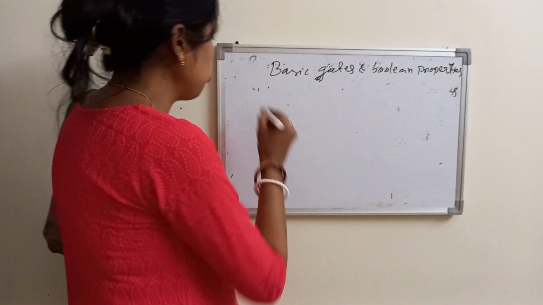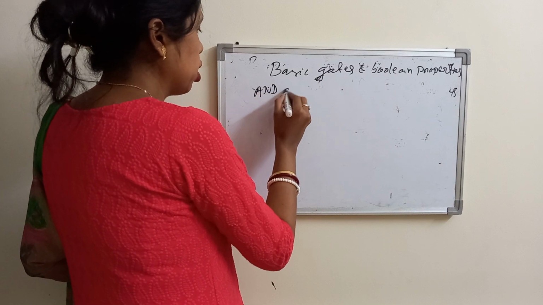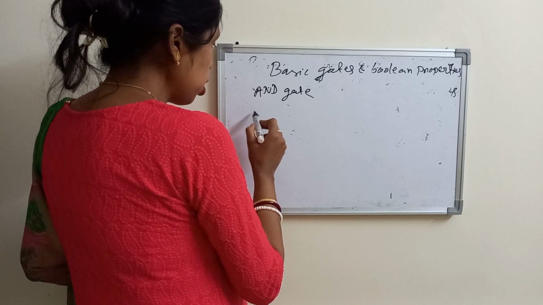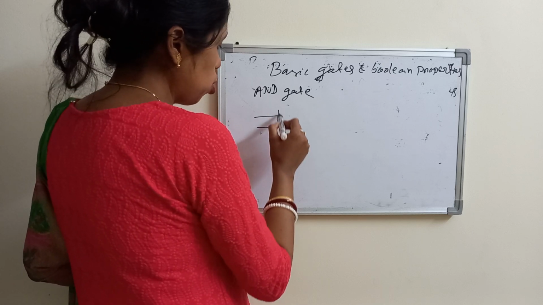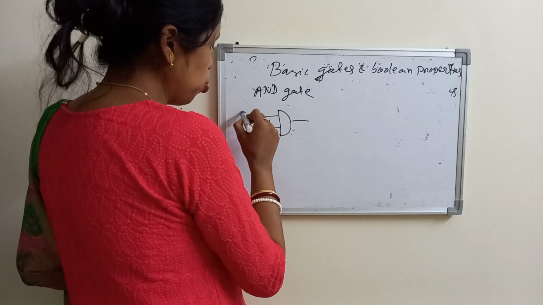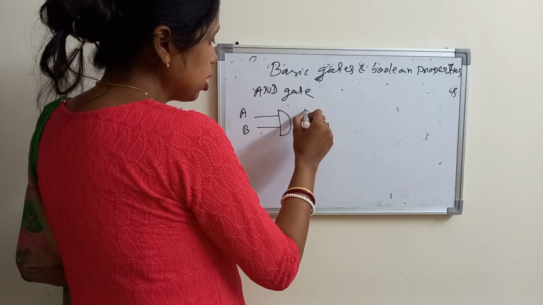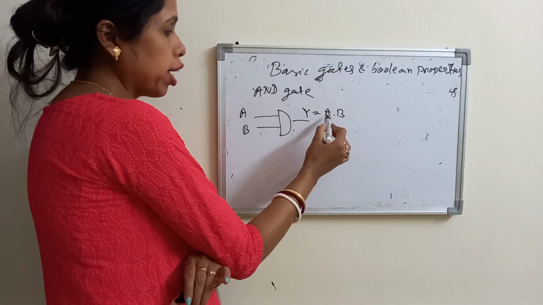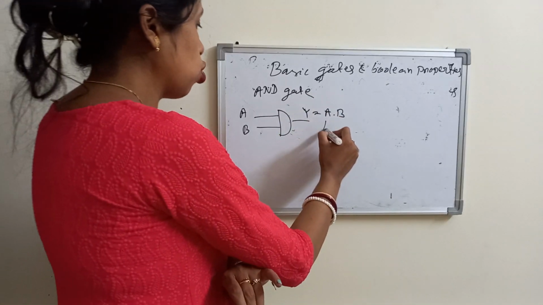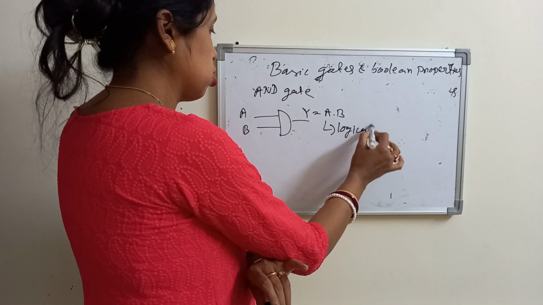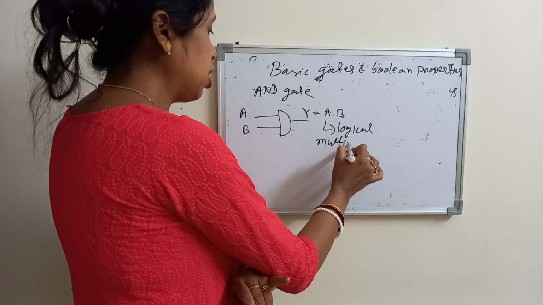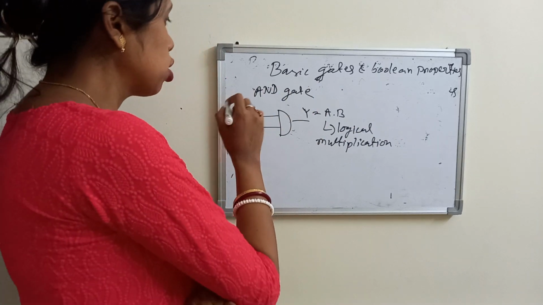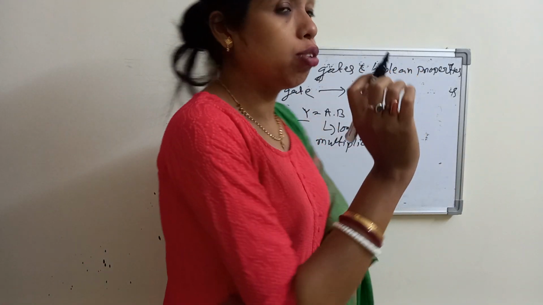Next is the AND gate. First I am writing the symbol of the AND gate. This is the D shape with 2 inputs. In the case of the AND gate, 2 inputs are there. What is the output? A dot B. This is called logical multiplication.